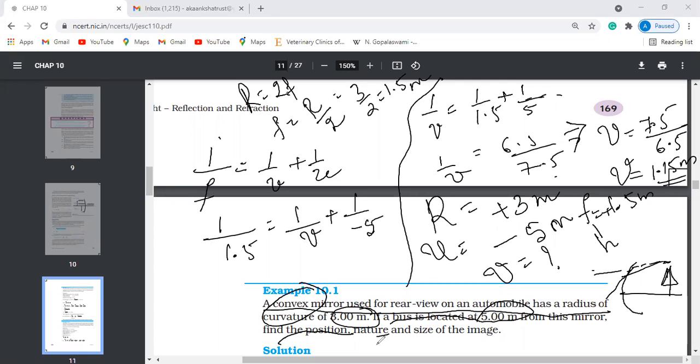Okay, fine. So next they have asked for the size of the image. Have you understood till here, have you understood the solving of this problem? Okay, so let's move on to the next part then. I will just erase all these things till here.